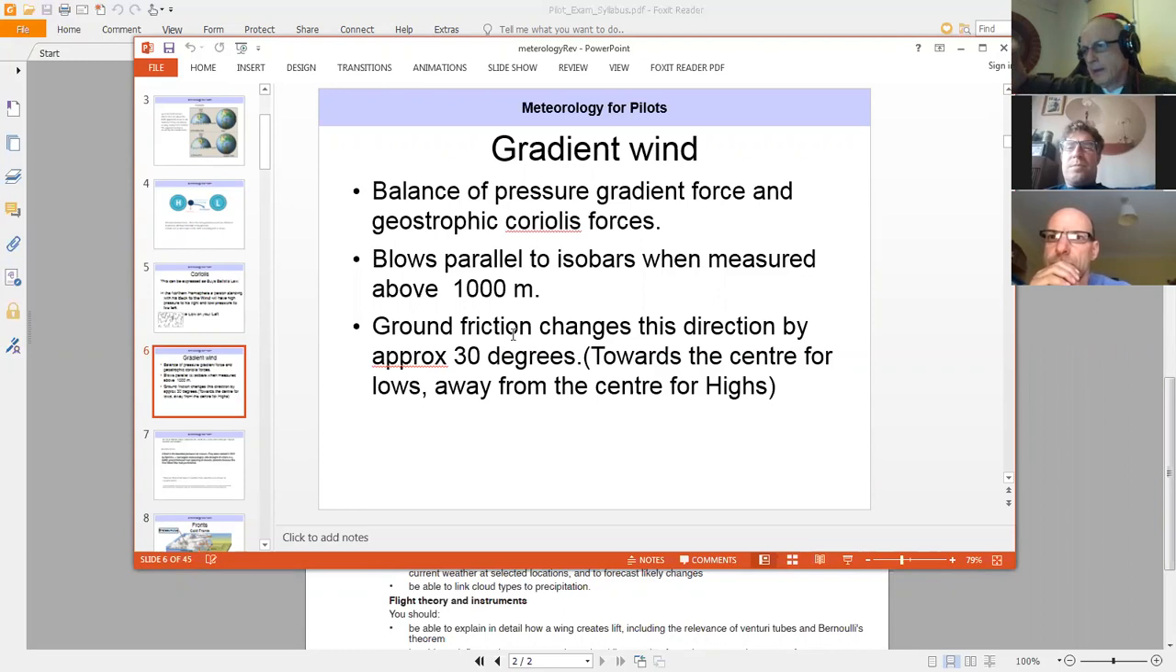So when the wind's going around a low pressure system, if you look at the isobars, it'll actually bend about 30 degrees away from that in towards the center.